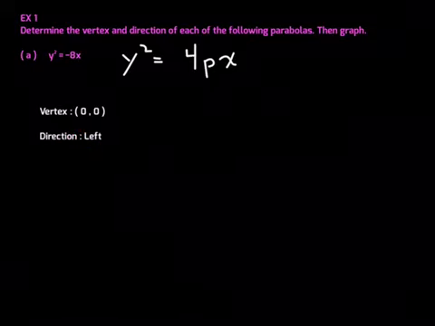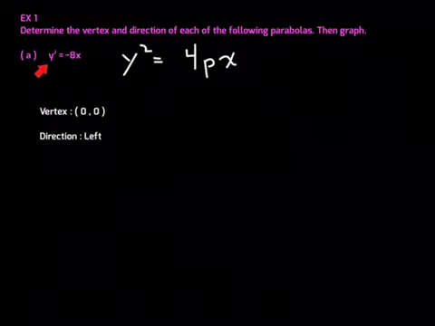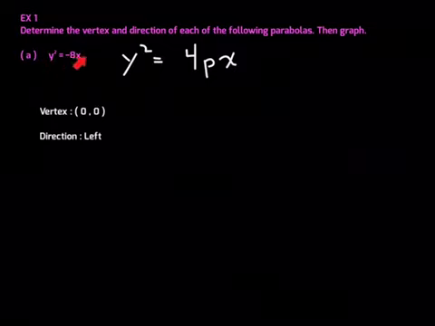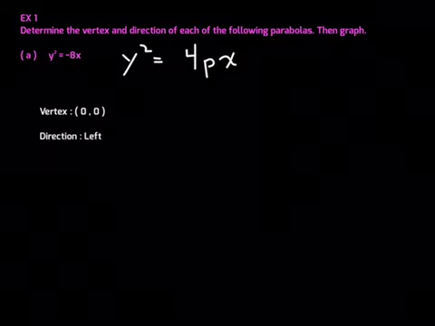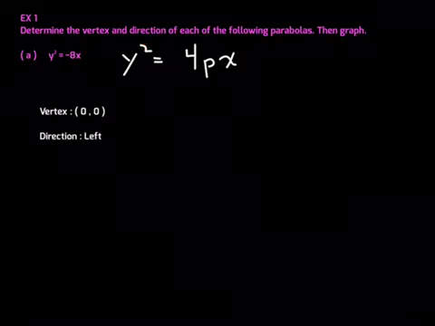How do I know that? Well, y is being squared, so my options are either left or right. But because I see that this right-hand side is negative, I know my p-value will be negative, so I must be going to the left. Now, they said determine the vertex. We did that. Determine the direction. We did that. And now let's graph, okay?